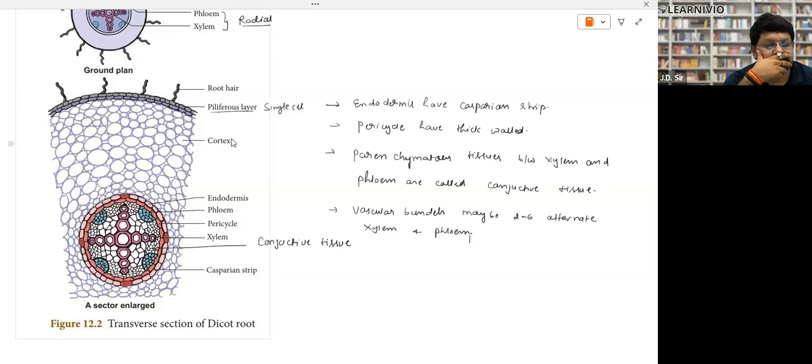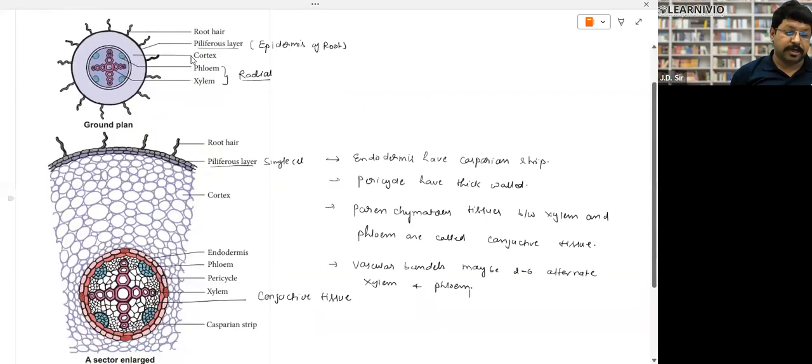Martin, any doubt? Alia? Do your school authorities, when they set the school question paper, ask diagram-based questions or not? Yes, sir. We do. Then definitely you will get one diagram from this chapter. Most probably they will ask either TS of dicot stem, or TS of monocot.